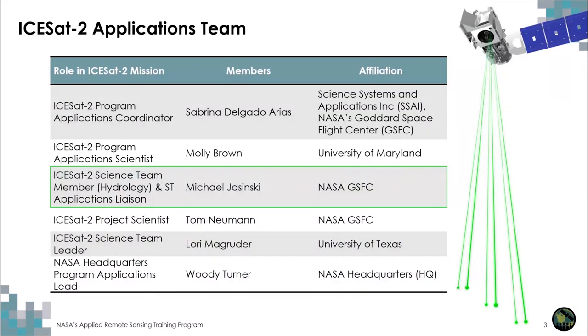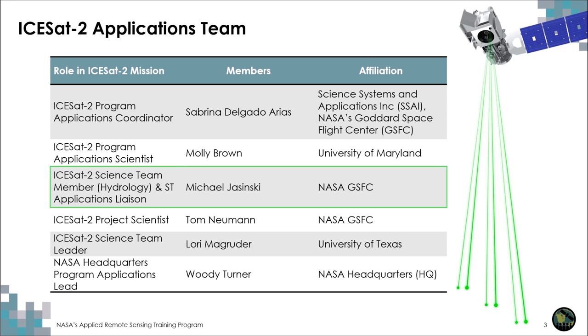The ICESat-2 applications program has been successful in engaging with users and raising the visibility of applications of the data. Collaboration with the science team, Project Science Office, and the National Snow and Ice Data Center Distributed Active Archive Center has led to a vibrant and active applications program. Molly Brown from the University of Maryland and myself guide and coordinate the application efforts for the mission.